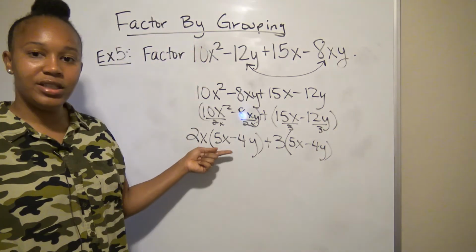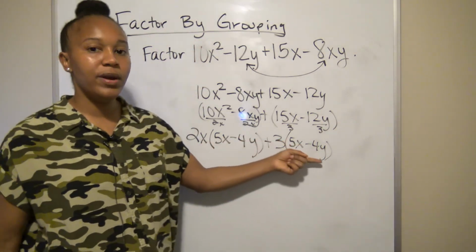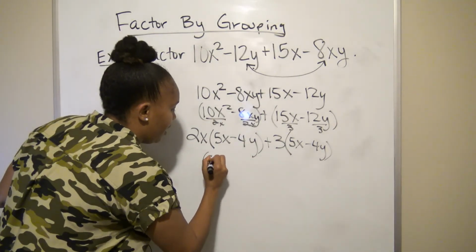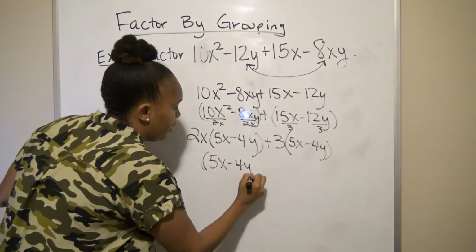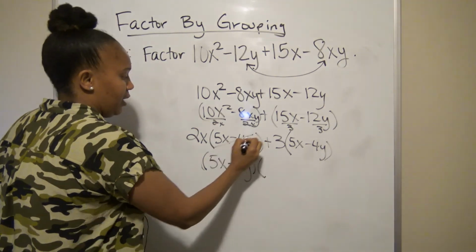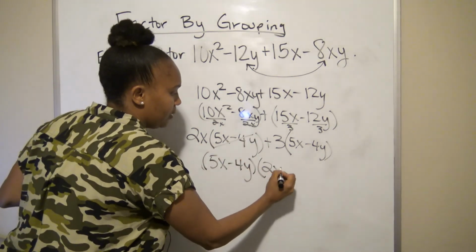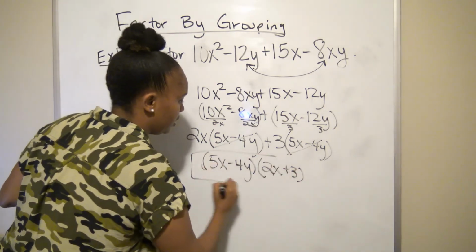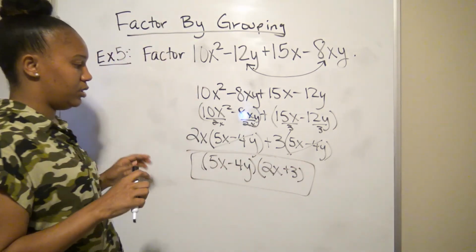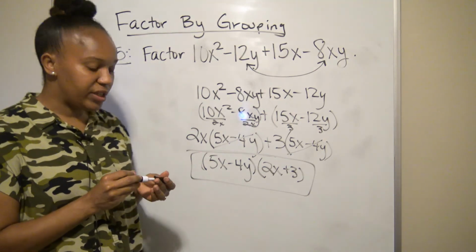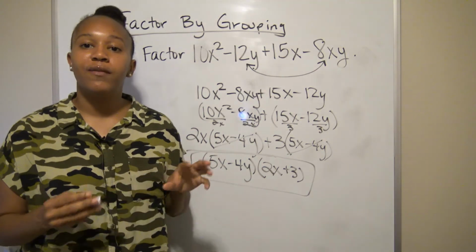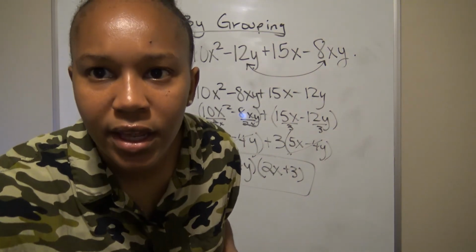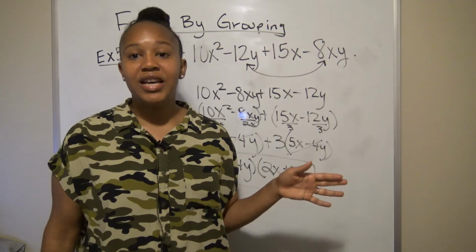So now this is going to work because what's inside the parentheses is the same. So now I can pull out the 5x minus 4y. If I take out 5x minus 4y here, I'm left with 2x. If I take out 5x minus 4y here, I'm left with plus 3. And so this is what that ends up factoring into. And so we did factor by grouping. It didn't work at first, but we were able to switch some of the terms around, and then it ended up working. This is how you factor by grouping.